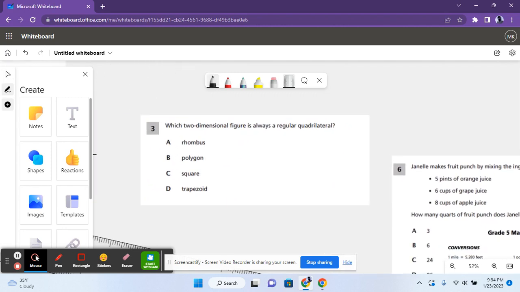For question 3, it says, which two-dimensional figure is always a regular quadrilateral? So a regular quadrilateral is a quadrilateral with all equal sides, like all of them are the same length, and all of the angles are the same measurement. So let's go through each shape.